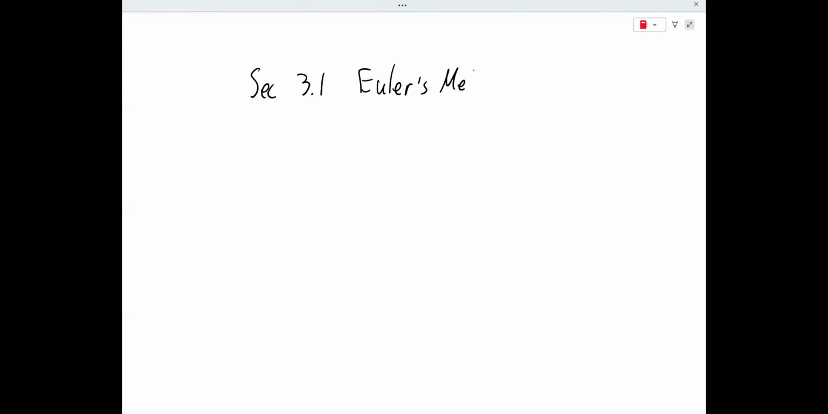So, okay, we're going to go back and work on chapter 3 a little bit. Last time we kind of finished up application problems for first order equations. And next thing here, we're just one section in chapter 3. Section 3.1 is called Euler's method. It's like a numerical method for finding a solution to a differential equation.